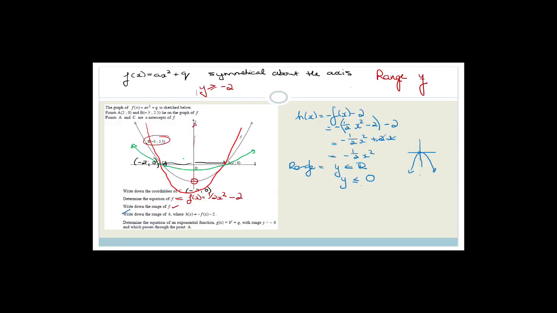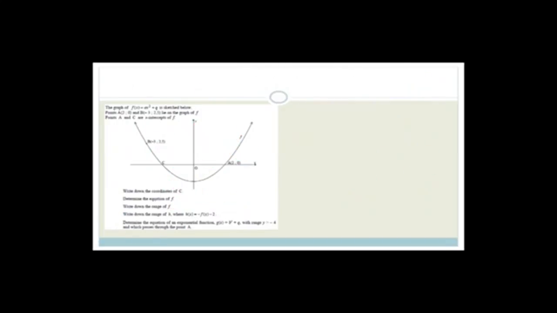Okay, that's good. Now it says determine the equation of the exponential function g of x equals b to the x plus q with the range y greater than minus 4 and which passes through point A. Okay, so what are they saying? Let's just erase everything. They said we've got some exponential. The range is y is greater than minus 4. So this we know is minus 2. So let's pretend here is minus 4 just to make it easy for us. So we're saying that there is minus 4. And they said passes through the point 2. So basically we've got a graph that does that. Do you agree?